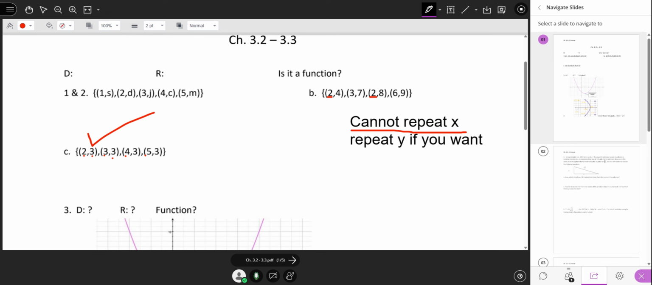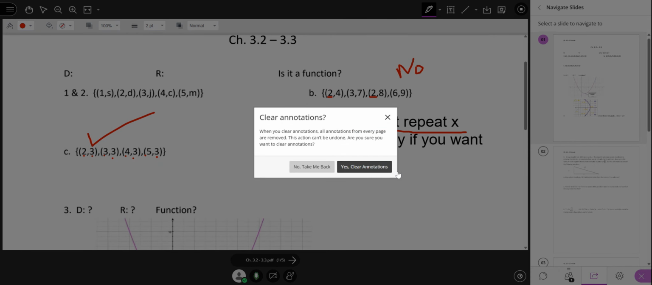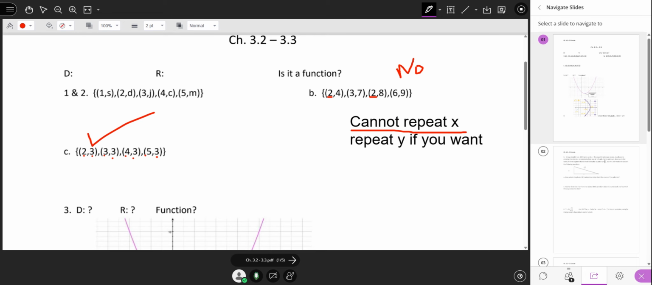You can repeat Y all day long, like I said. This is still a function. They use 3 multiple times. That's okay to do. You just cannot repeat any X value. So this is not a function for part B. This is a function for part C. If that makes sense.